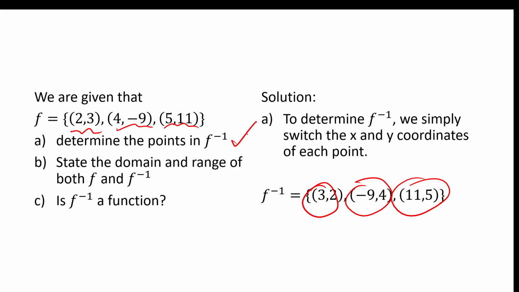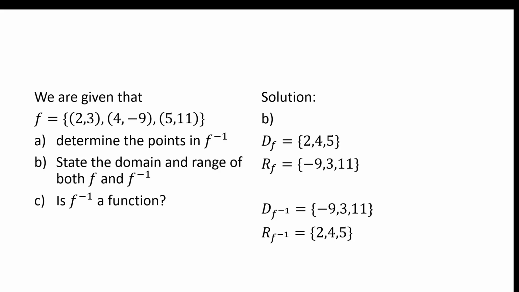Now we want to state the domain and range of both f and f inverse. The domain of f will be the set of 2, 4, and 5. The range of f will be the set of -9, 3, and 11. The domain of f inverse will be the set of -9, 3, and 11. And the range of f inverse will be the set of 2, 4, and 5. Okay, and we'll show it there.